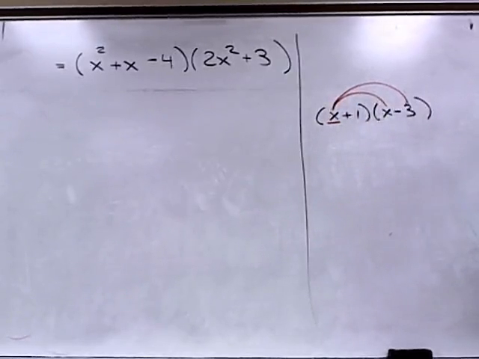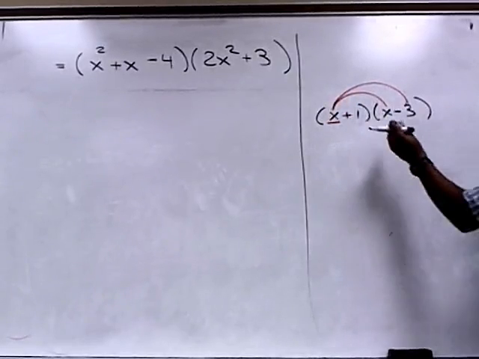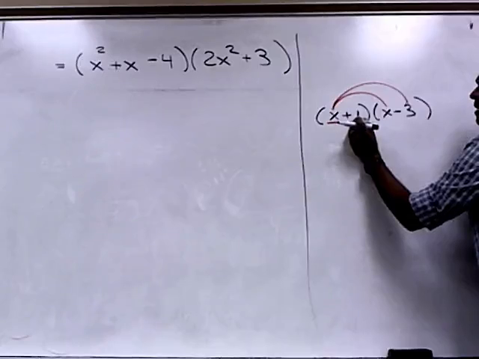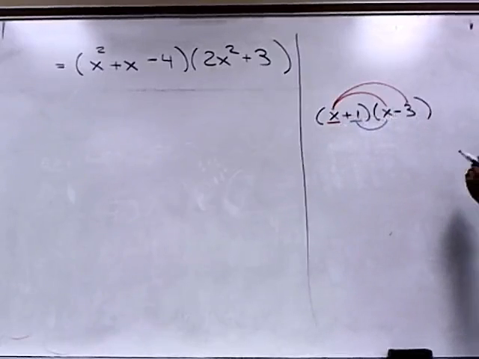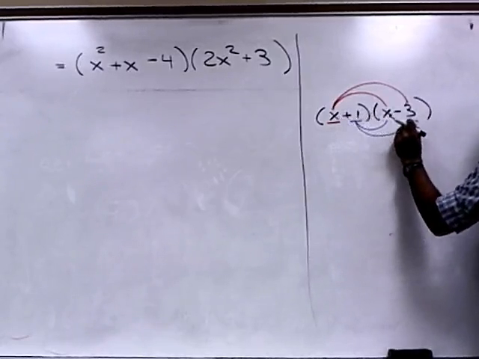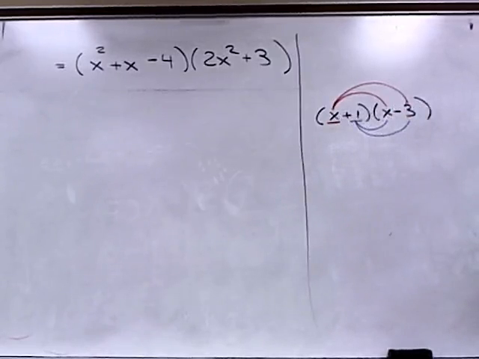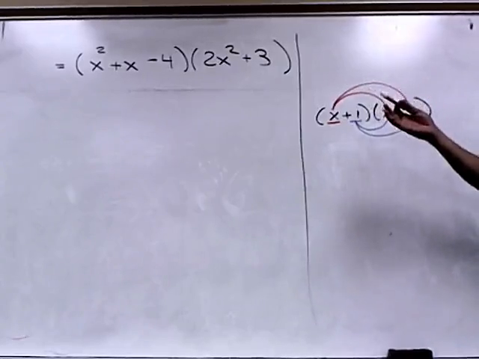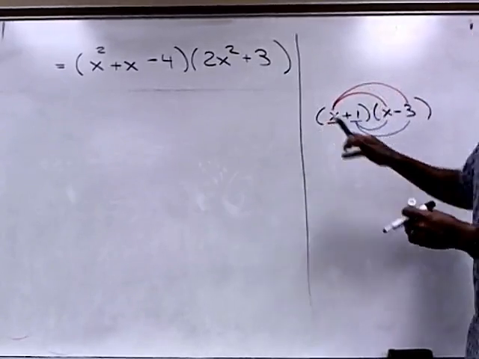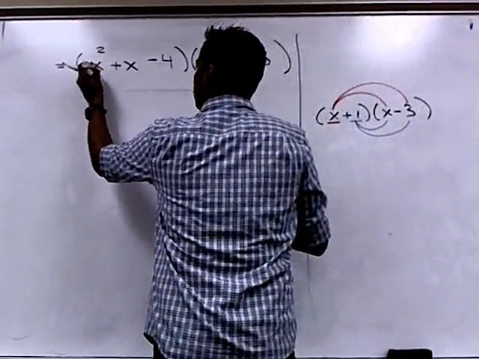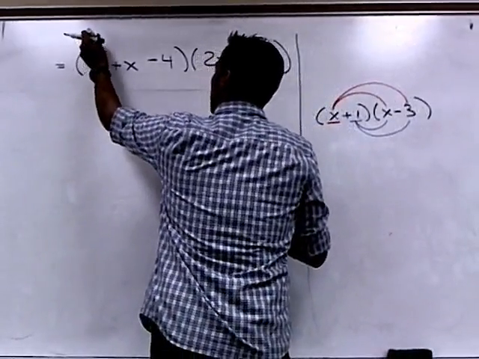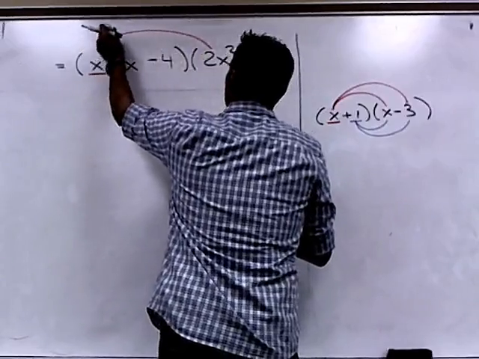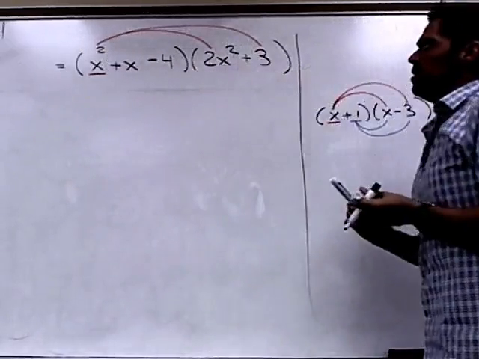And then we did inner, which meant that we went to this one and we did this times this, yes? And then after that we did last, which was this times this. I want you to see we can do that same systematic approach here and get the result. So what I'm going to do is start with this one right here, the first guy, and distribute him through everything in the other parentheses.